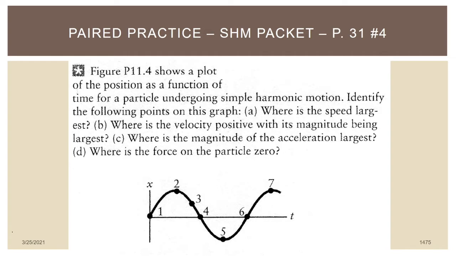I want you to try this on your own, but we're going to do it in parts. Because A and B are really, really similar, I want you to start there. Notice here where it says identify the following points, you are literally to pick the points on the graph, list them, 1, 2, 3, 4, 5, 6, 7, depending on whether they apply to the question being asked in each part or not. So what I'd like you to do right now is take a minute to pause this video and answer A and B.